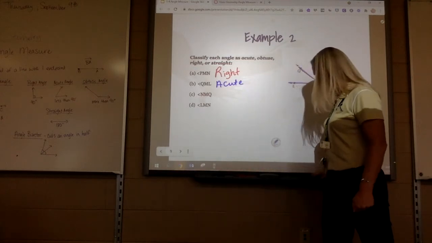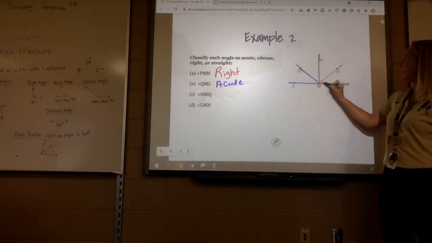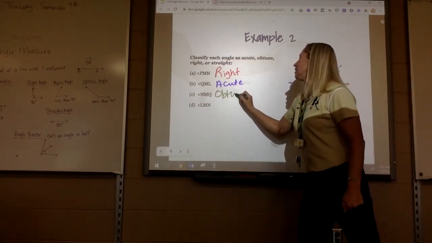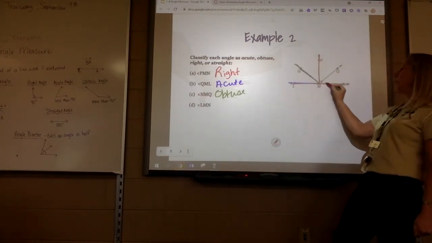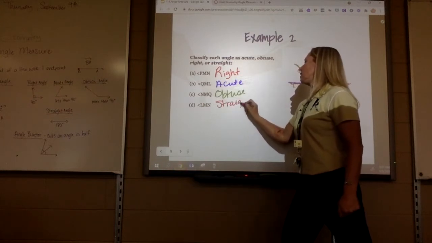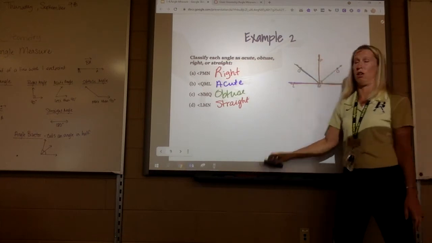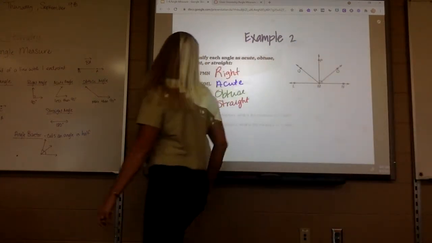Very, very cute. What about NMQ? Obtuse. What about angle LMN? Straight. And what's the degrees of a straight angle? 180. You're going to see that all throughout geometry. Okay, lots of 180 degrees.